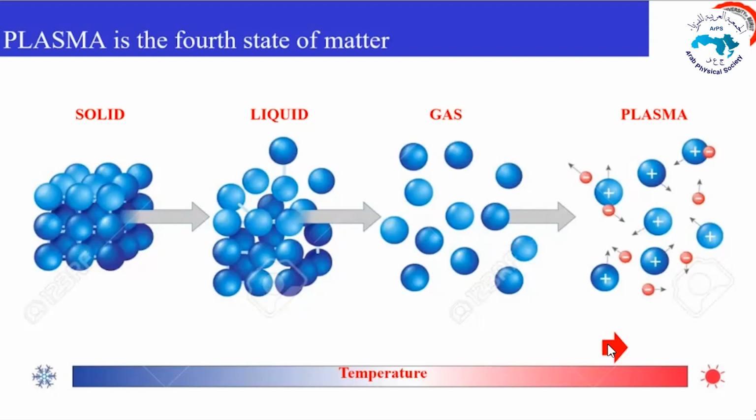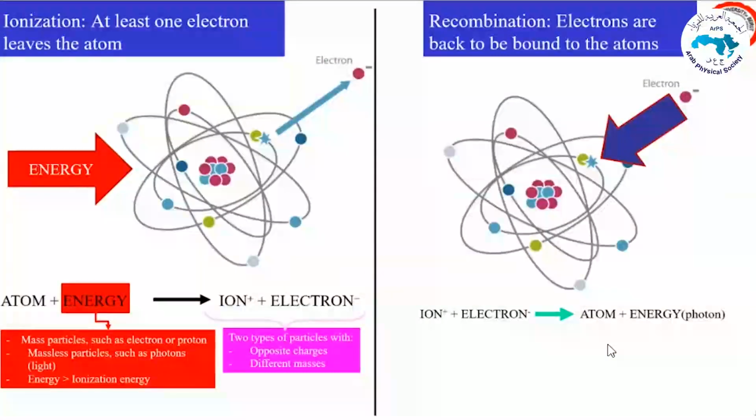So how to obtain a plasma? We ionize a neutral gas. We start usually with a neutral gas and give it energy. If the energy is high enough to ionize, one electron will leave the orbit, and so we will have an ion which is positively charged and one electron which is negatively charged. The energy that we supply can be either mass particles, or massless particles such as photons or electromagnetic waves. This is on the way to forming plasma.